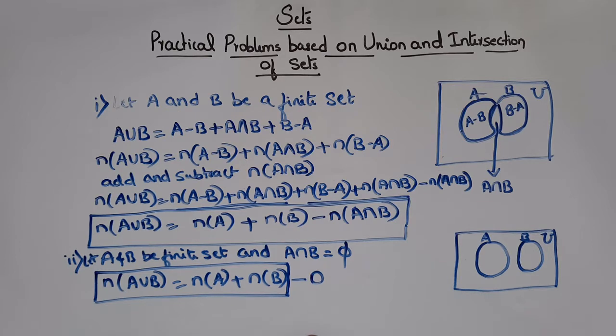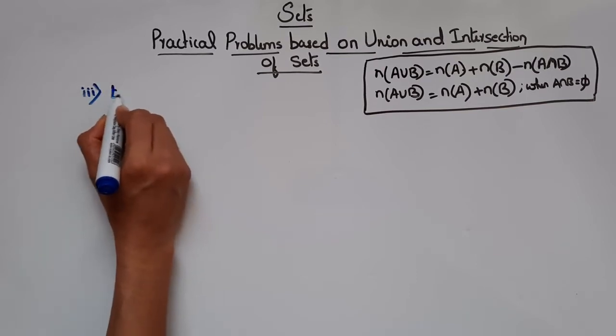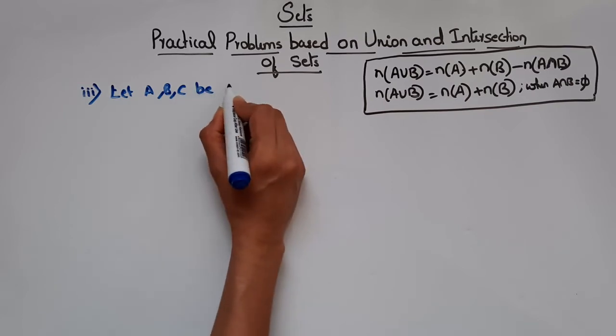Now let's move on to the third formula. But before that, pause the video and note this down. Now let's see the third formula. Now let's take three sets. Let A, B and C be three finite sets.